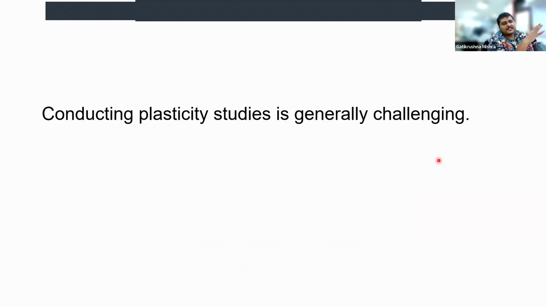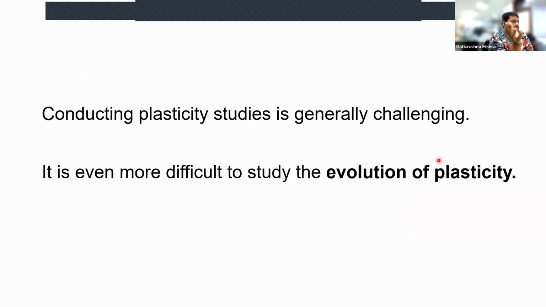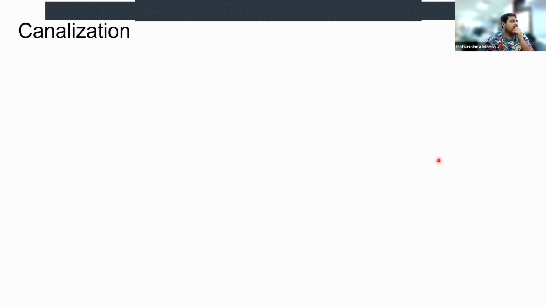And conducting plasticity studies is generally challenging, especially in such a regime. And to conduct studies which understand the evolution of plasticity is even more challenging, because you have to start with the same clone every time. You have to make sure that across all your selection regimes, the ancestor has the same genome every time you start a selection experiment. And plasticity can evolve in multiple ways, and one such way is canalization.